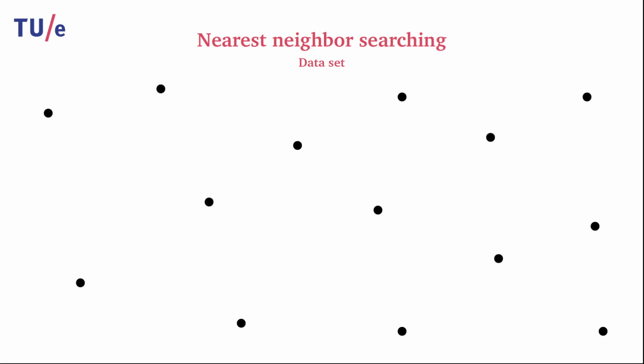We want to store this data set in a data structure such that given a query point later, we can quickly identify the nearest neighbor to this query point in the dataset. If we look at the Euclidean distance, then for instance this blue point here would be the nearest point, and we want to find it, ideally faster than going through the entire dataset.